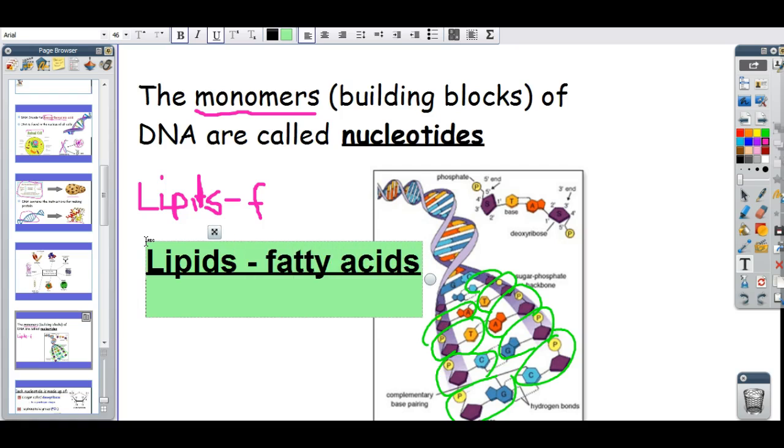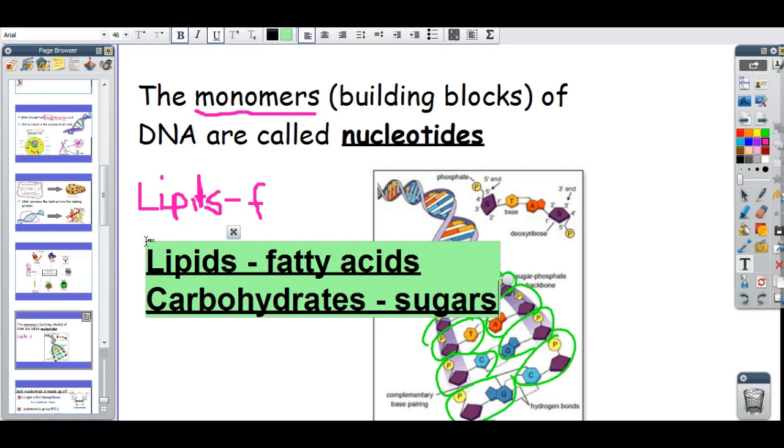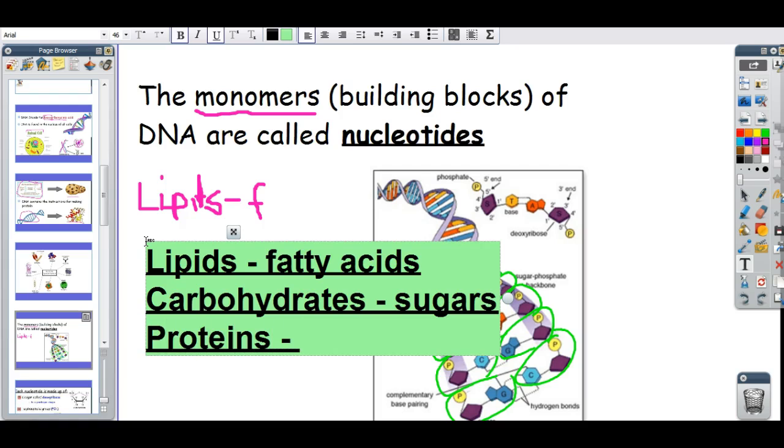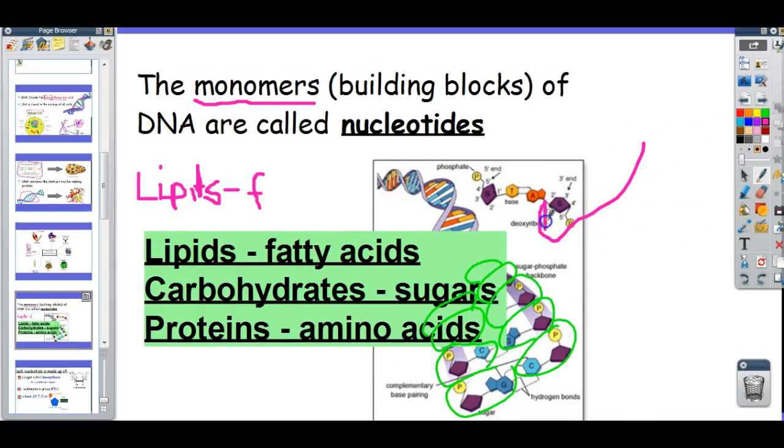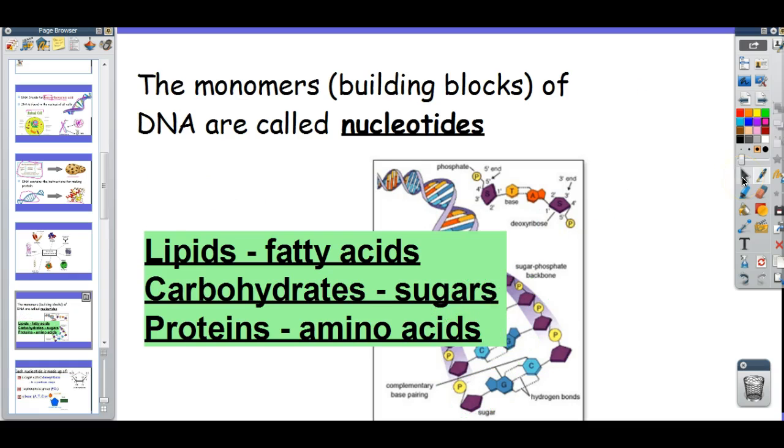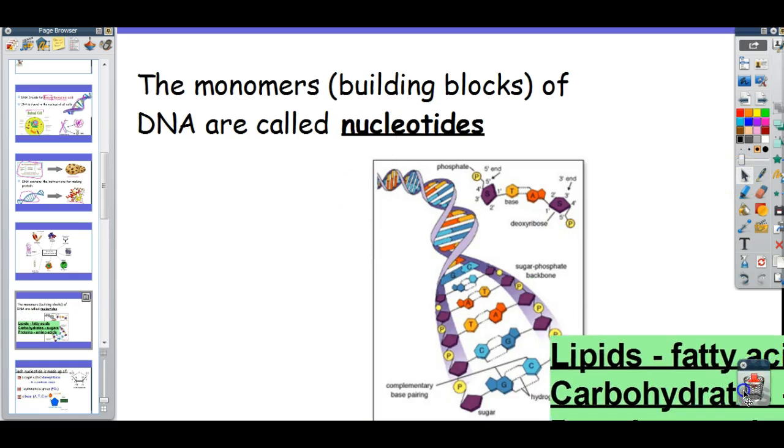Okay. We also talked about carbohydrates. Anyone remember the building blocks of carbohydrates? We said they were sugars or monosaccharides or glucose. Either one works. When we talked about the monomers of proteins, anyone remember what proteins are made up of? They're made up of amino acids. Again, you don't need to write this bottom part here. This is review. What I need you to write is the top part. So the building blocks of DNA are called nucleotides, which makes sense because it's in the nucleus.